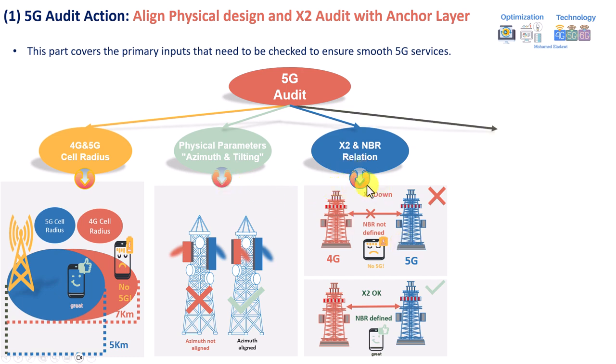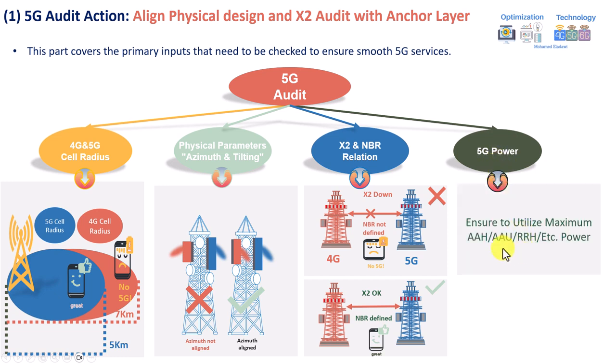The fourth part is a generic part that you need to look into: the 5G power. Usually, when using your AAU, or the active antenna unit, or even RRH or RU, depending on what kind of hardware you're using, you need to ensure that the maximum power is being utilized. But for sure, after considering any government regulation about the maximum power. In case there is no limitation, you need to ensure that the maximum power is aligned for both 5G and 4G, in order to have a larger coverage footprint.